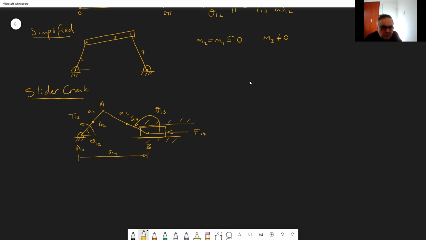And we have A0G2 is called G2, and AG2 is called G3. The distance of the mass centers, okay? M2, M3, M4, IG2, IG3 are known. And kinematic analysis is done.